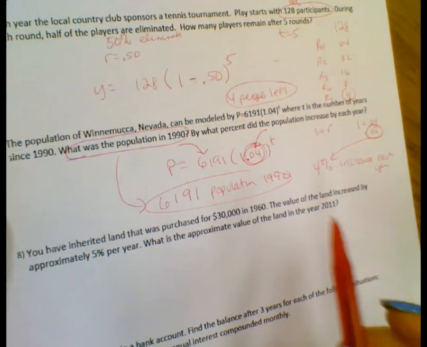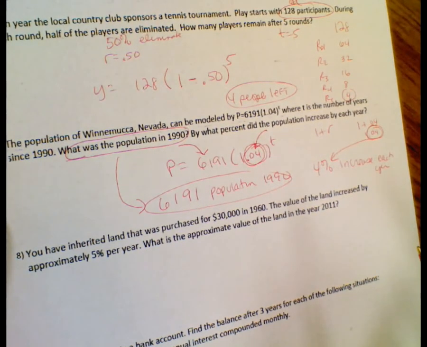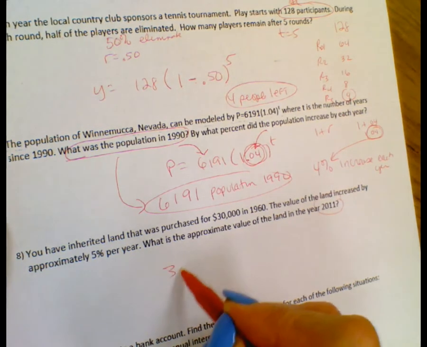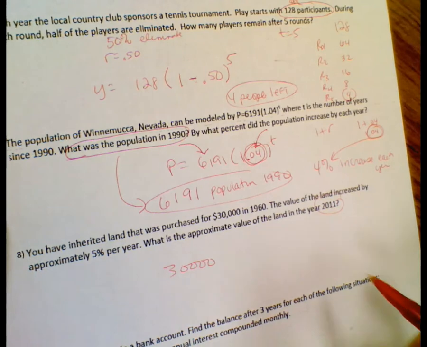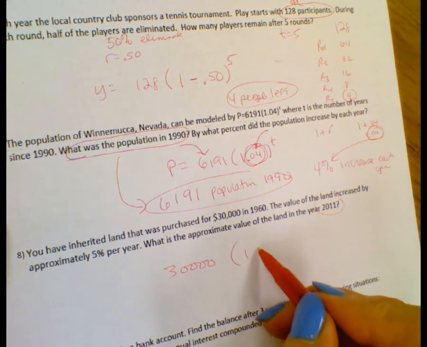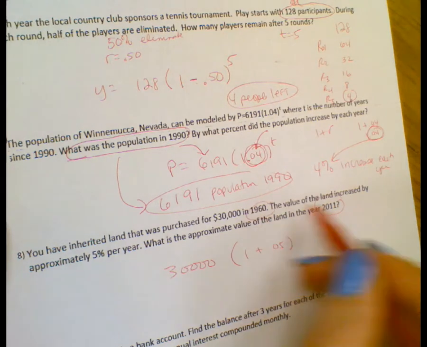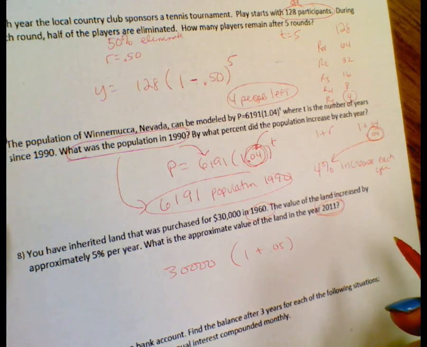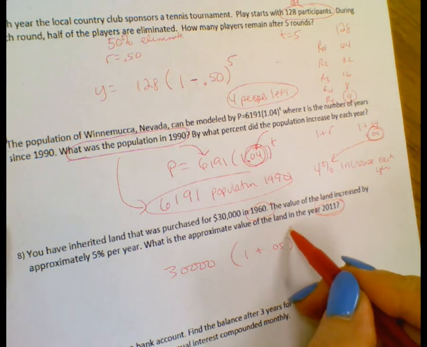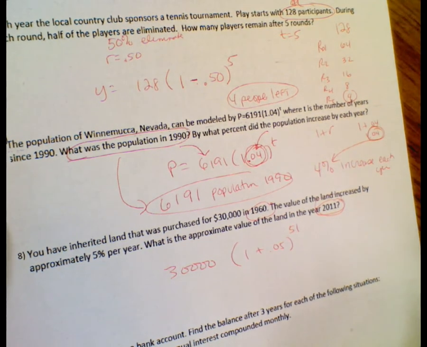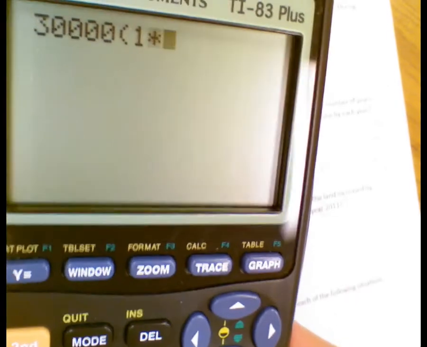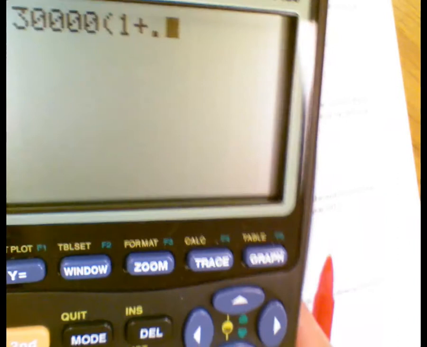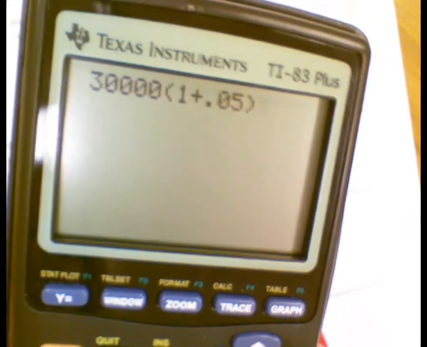So we have inherited land that was purchased. Oh, this is the problem we did in class. Oh, they asked for 2011 though. So it's 30,000. Okay. Land was increased by approximately 5% each year. And from 1960 to 2011 is 51 years. So we're going to put that in. 30,000 times, oops, I did times. Whoops. 1 plus 0.05 raised to the 51st power. 51 years later, how much is that land worth?